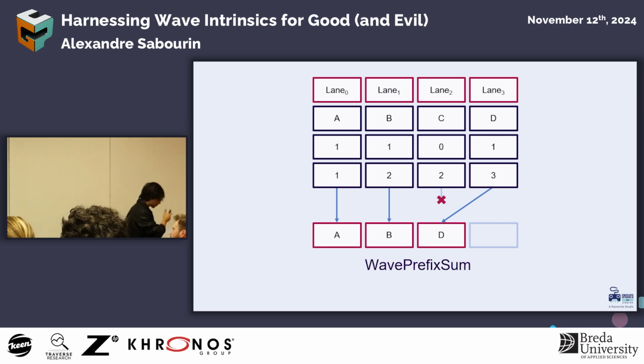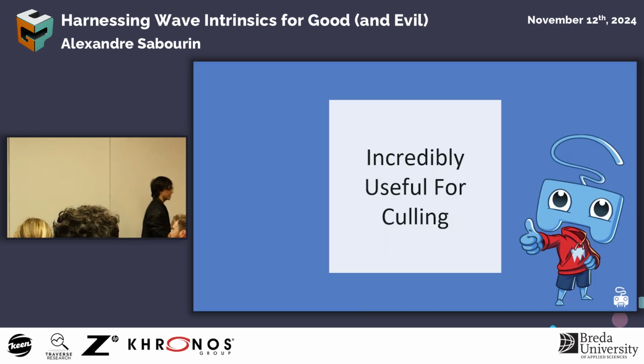In HLSL, this formulation would be a wave prefix sum, except for the fact that, like I mentioned, this formulation is the inclusive prefix sum. The exclusive prefix sum would simply not include our current lane's values, so lane 3 would have the value of 2 in this case, and that would be the result of wave prefix sum, which is very effective when you're looking to do things like culling.